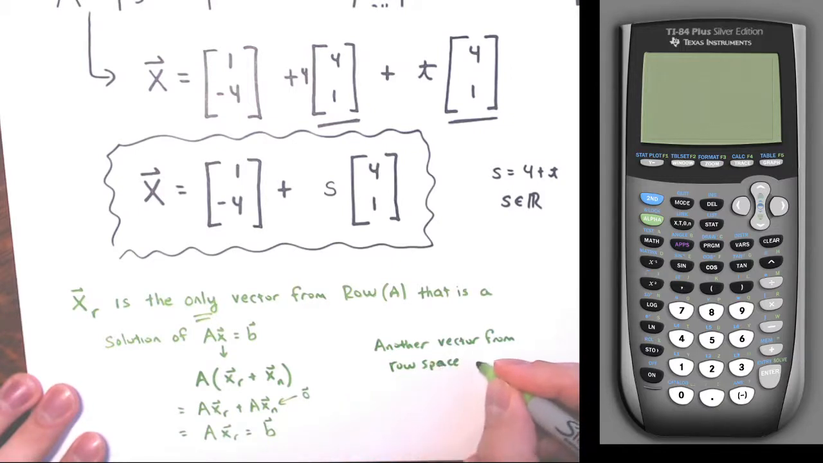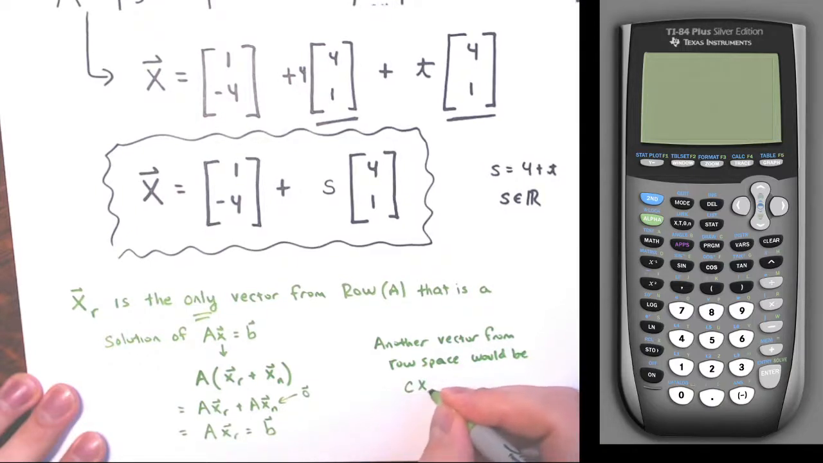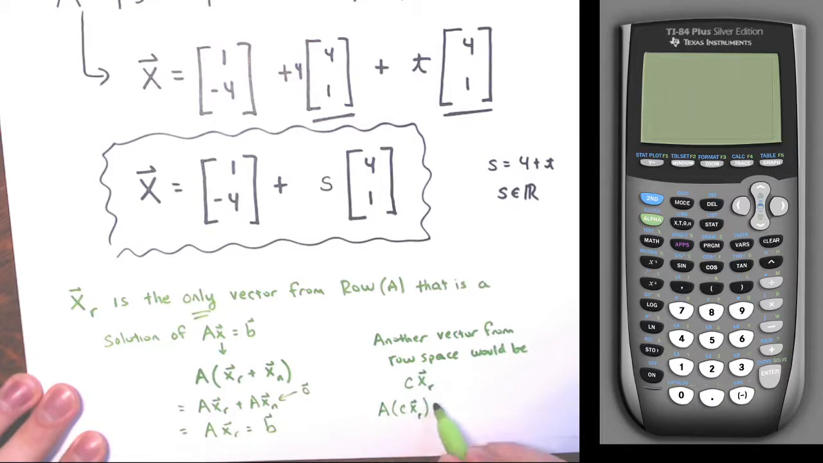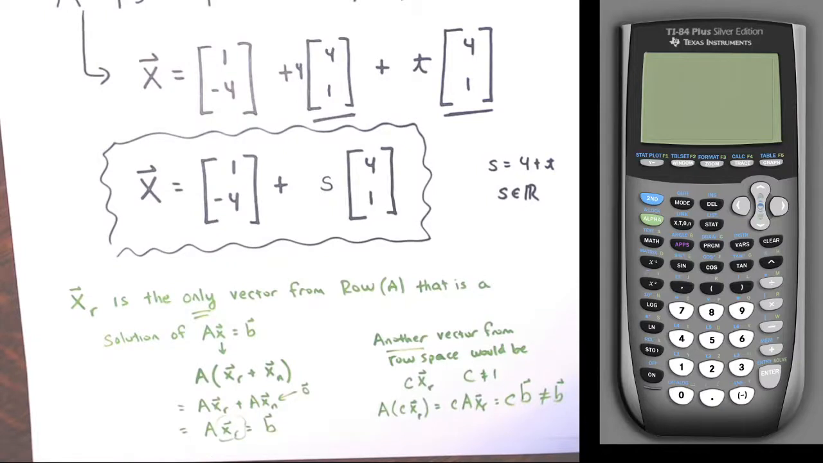Another vector from the row space would be, say, C times XR, where C is a scalar. Well, A times C XR would be C times A times XR, which is the scalar times B, not B itself, right? So if the scalar is not 1, if I'm talking about another vector, you're not getting B back. So there's only going to be the one vector from the row space that actually satisfies the equation.